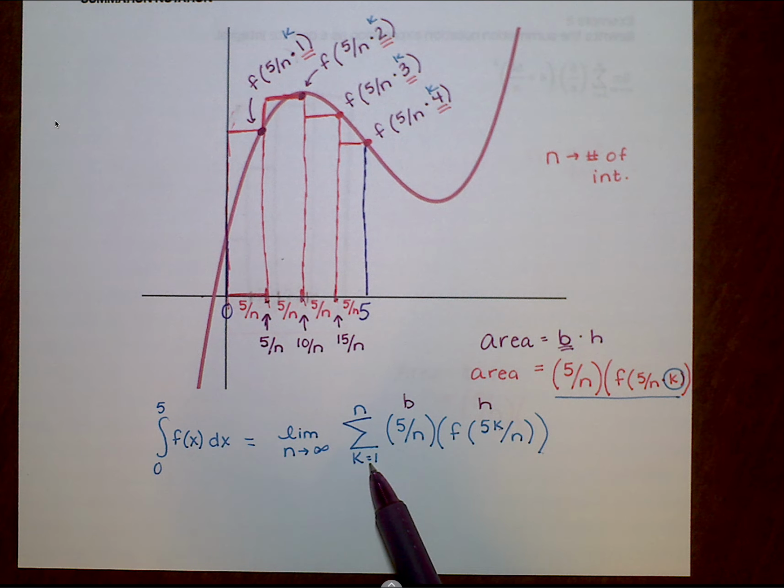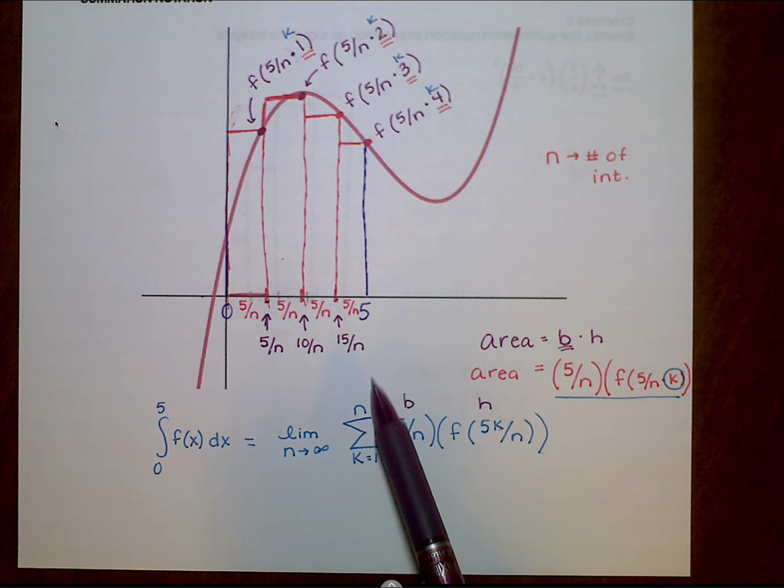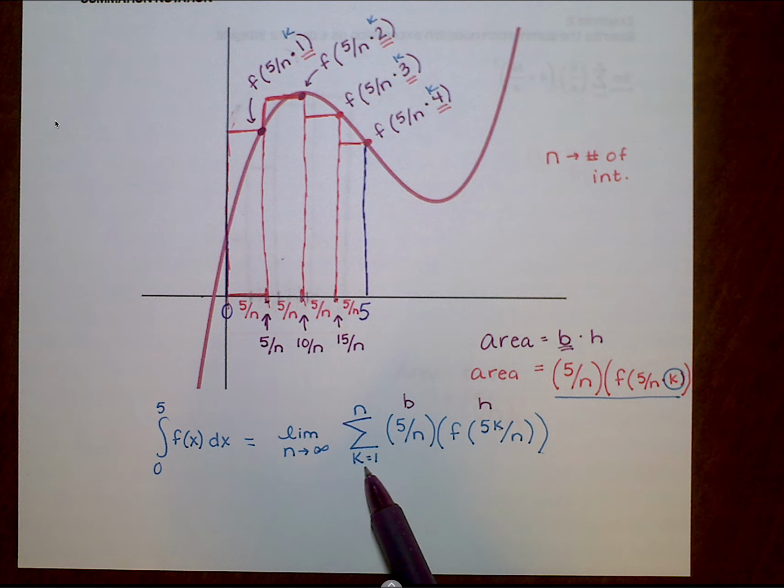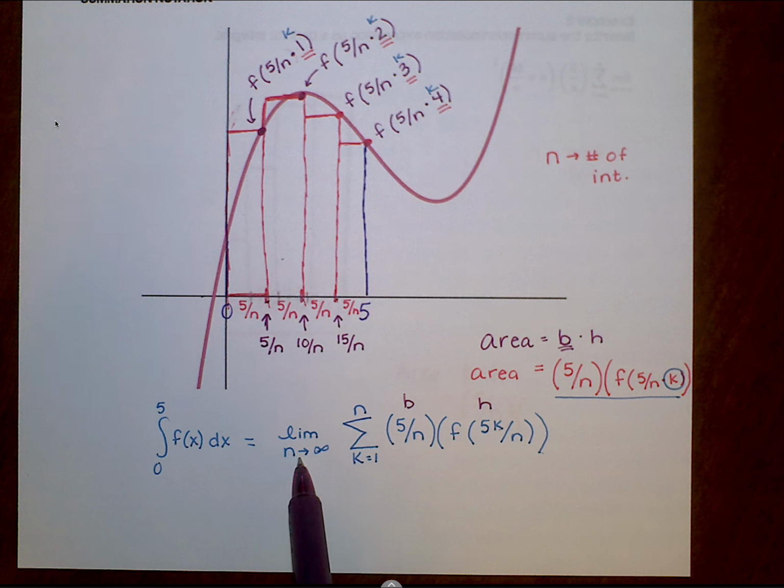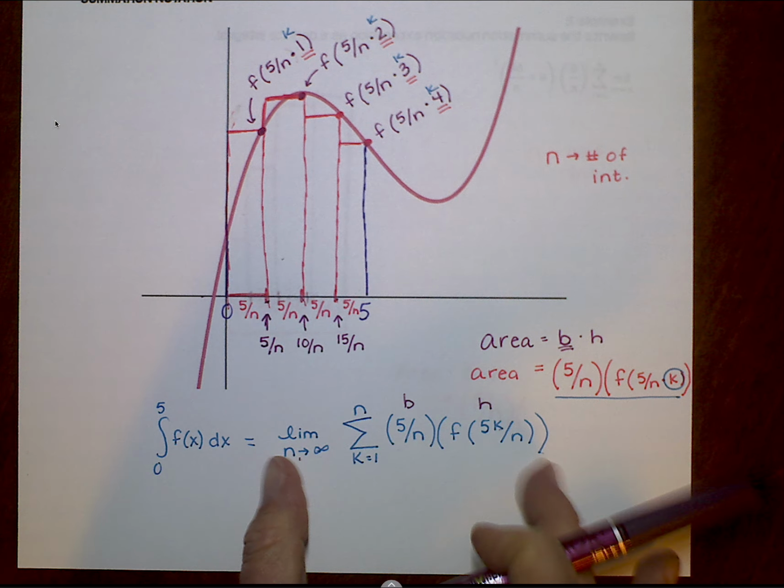And I want to just say here that I want to take all of the rectangles. So I want to start from the first rectangle and go to the last rectangle, find all of those areas and add them up. That's what this sigma is talking about. And then I want to keep doing that process, but I want to keep making n larger and larger and larger. And that's what this formula represents.